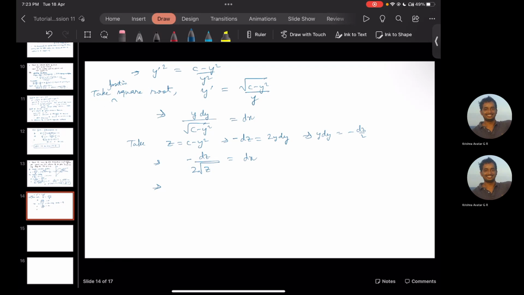And then upon integrating it, what we have is minus half, and then z to the power minus half plus 1 divided by minus half plus 1, is equal to x plus another constant, c1 or c2. Let's call it c2. And then this comes out to be minus root over z, is it not? So we'll just call it minus root of c minus y squared is equal to x plus c2. Okay, and then let's take squaring on both sides. We have c minus y squared is equal to x plus c2 whole squared. So now we have two constants, C and C2.